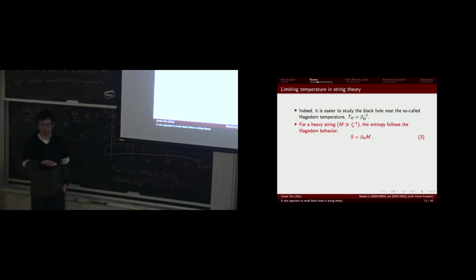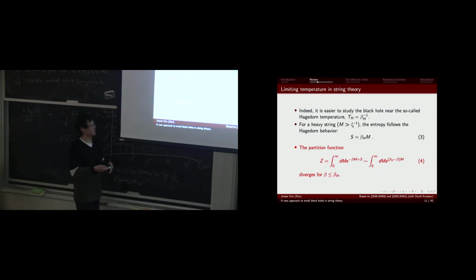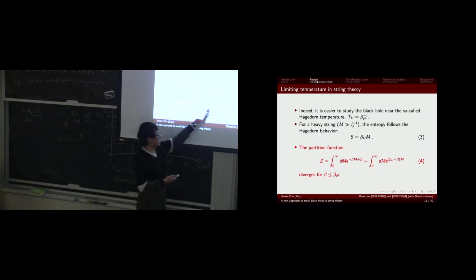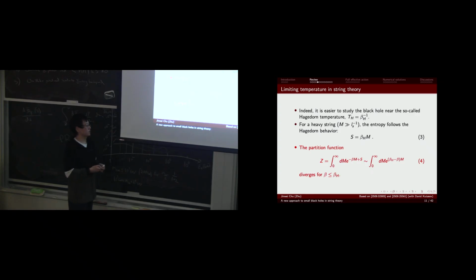So in string theory, we know that for a heavy string, its entropy follows the Hagedorn behavior, which is proportional to its mass, where the proportionality coefficient is exactly the previous beta_H. Then if we consider the partition function, which is given by this integration over the mass, we can see that at high energy, the integrand behaves exponentially. In particular, if beta is smaller than or equal to beta_H, that integration would diverge. So this means that this beta_H is somehow the limiting temperature in string theory. So that's the significance of such a value.